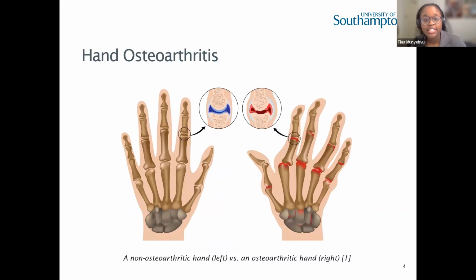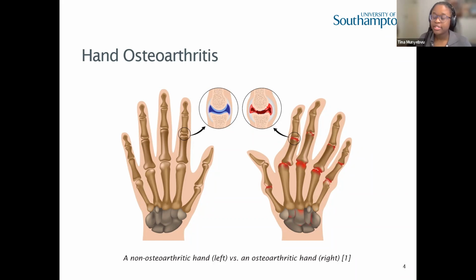So for background, what is osteoarthritis? Well, osteoarthritis is a degenerative joint disease that can affect any joints in our body, including our hands. It is categorized, but not limited to, the breakdown of articular cartilage, the change of shape of the surrounding bone, as well as the thickening of the joint capsule. So you can see this in the image on the slide, which compares a non-osteoarthritic hand to an osteoarthritic hand.